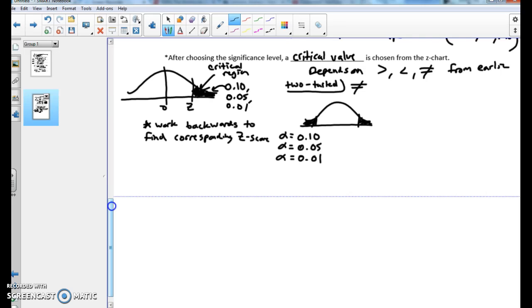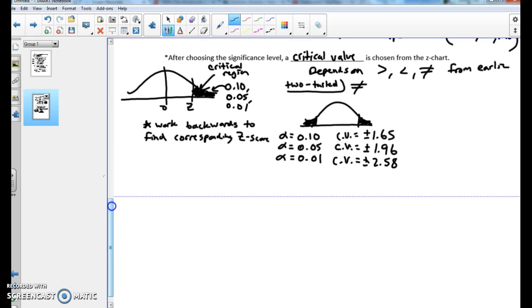So if alpha equals 0.10, then the critical value that corresponds to that, meaning what your z-score is going to be, is plus or minus 1.65. Plus or minus because it's positive on the right end, negative on the left end. When alpha is 0.05, your critical values will be at plus or minus 1.96. And for 0.01, your critical values are plus or minus 2.58.